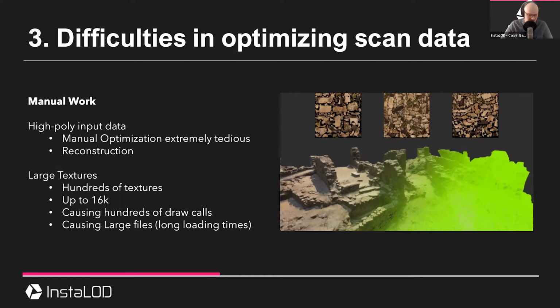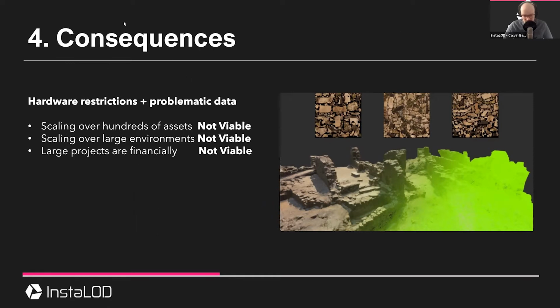I mean, you can do it for 10 different models, but you can't do it for tens of thousands of models, at least not manually. It's just not viable. And that's what this fourth slide is about. Scaling hundreds of assets, as I just mentioned, is just not viable. Scaling over large environments is also not viable, because doing it on a single pot, sure, we can do that within a few days, right? But if we're talking about an entire city, not going to happen, right? And then there's also the financial aspect of it, also not really viable if we want to scale.